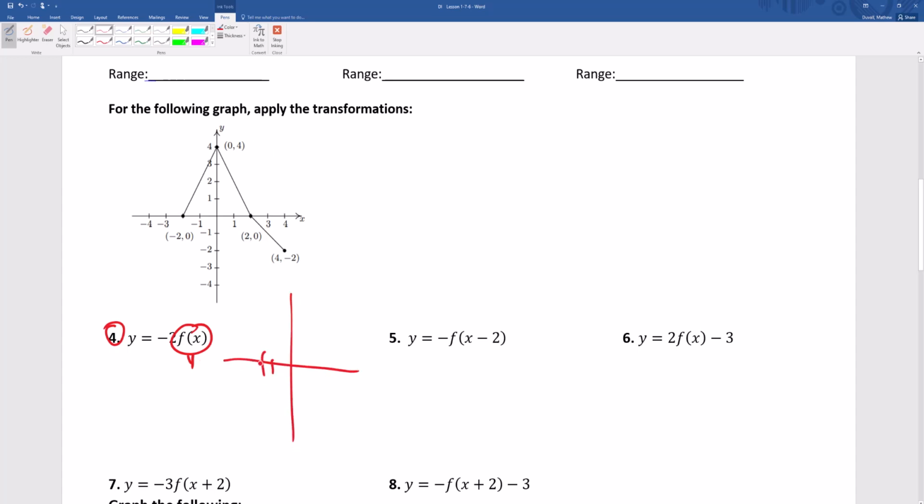So this is still -2, 0. But now this gets multiplied by -2, so that becomes -8. This is still 2, 0. And then 4, -2, multiply that by -2, you get +4.